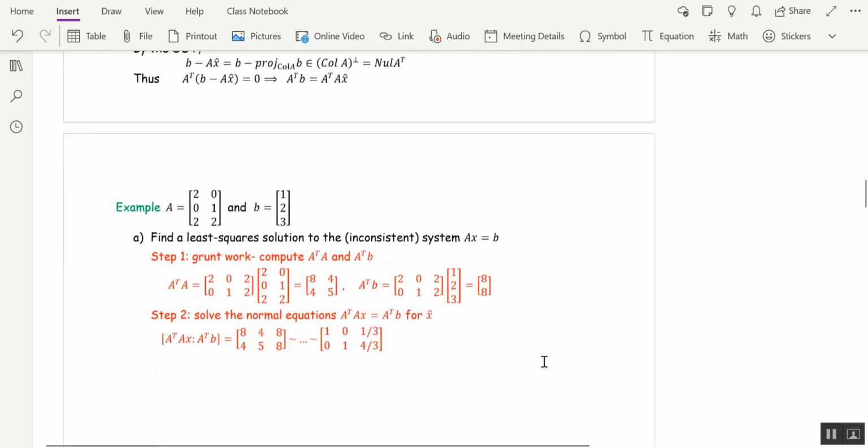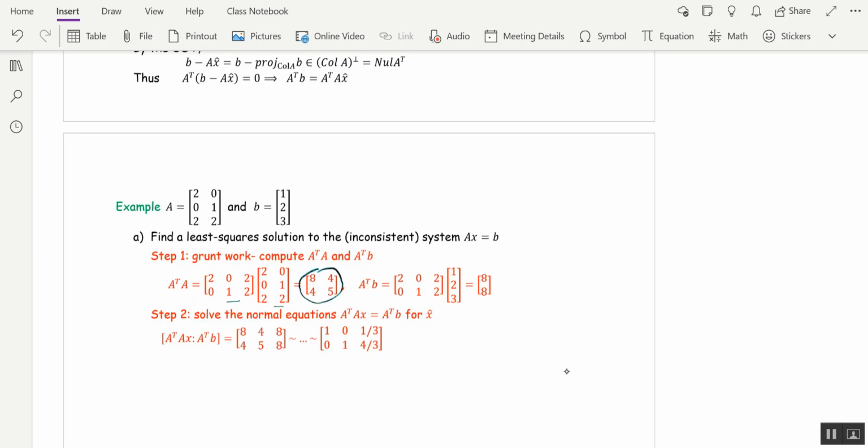Okay, so let's go back to our example from before and find a least squares solution. This is also a little bit labor intensive, so I've gone ahead and done the grunt work for us. I computed A transpose A, and I get this matrix. I computed A transpose B, and I get this vector.